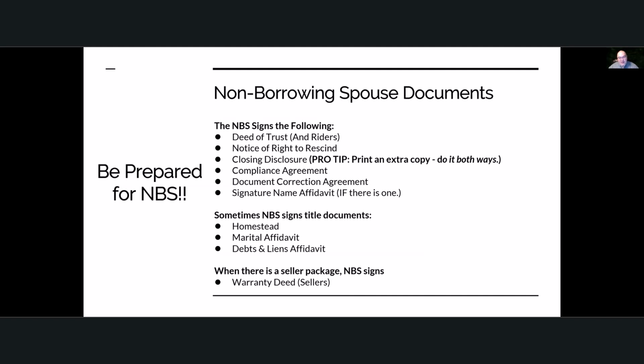The non-borrowing spouse documents, this is just a list of some of them that we've come across. You have this in your handout, so I won't go over them one by one. But another tip is to look on the loan application, which is the 1003. If it shows that they're married, that's my cue to scroll back and forth to see if they're on there or not.